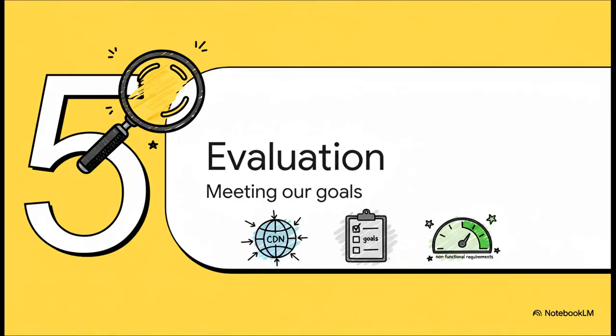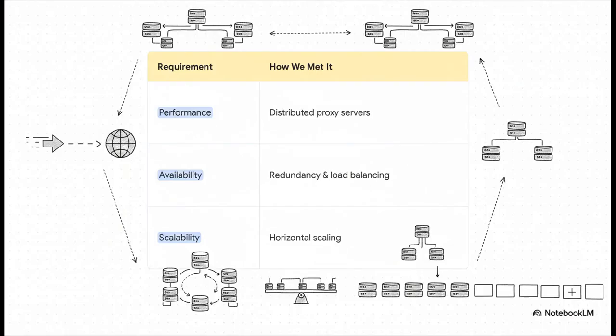All right, let's take a step back. We've designed this whole system, from the components to the caching and routing logic. It's time to grade our own homework. Do we actually meet those critical non-functional goals we set out at the very beginning? So, how did we do?